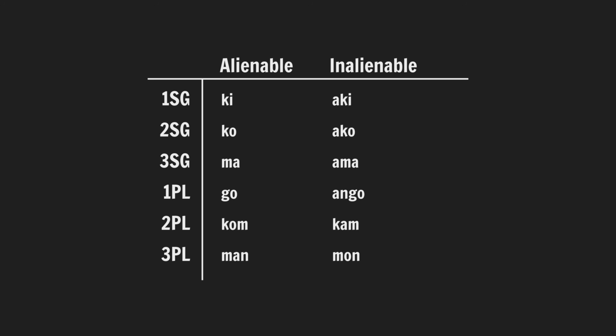Anyways, the simplest way of encoding this distinction in your person paradigms is to have a separate set of possessional person markers for each. Aki pakoa, inalienable marker, my father. Ki hoa, alienable marker, my goat.